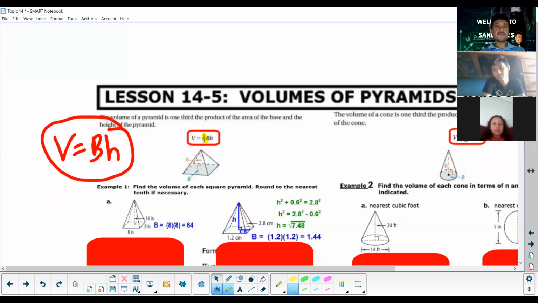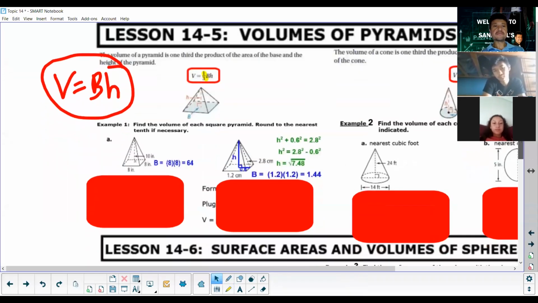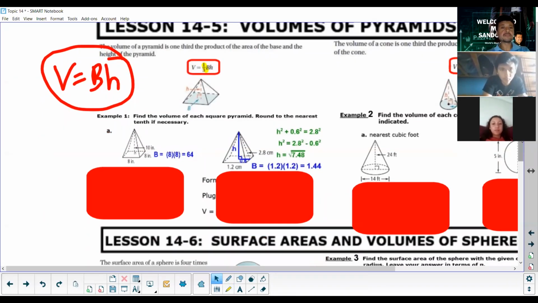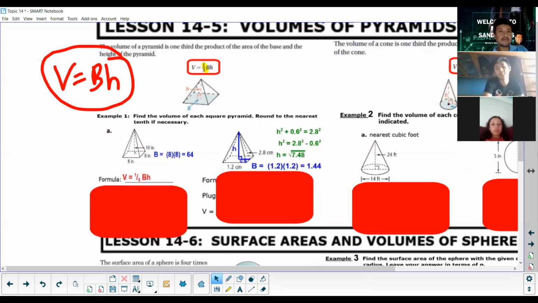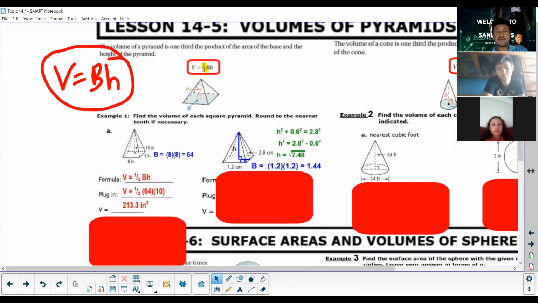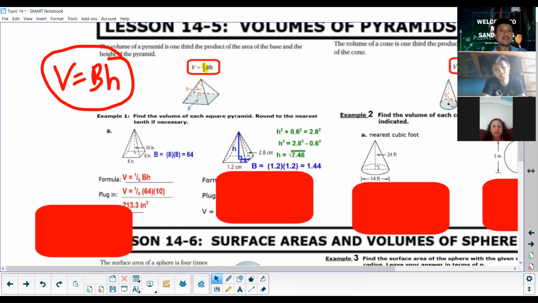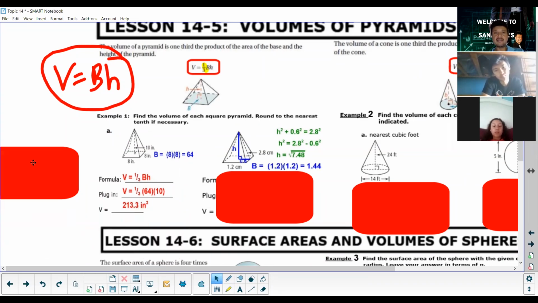So Marcus, lead me through A. How would I solve A? Well, we know the base is 64, so that's 64 times 10 divided by 3. Yeah, good. So that's how you get that amount. Or multiply by a third, but it makes more sense to divide it by 3 when you see a third.